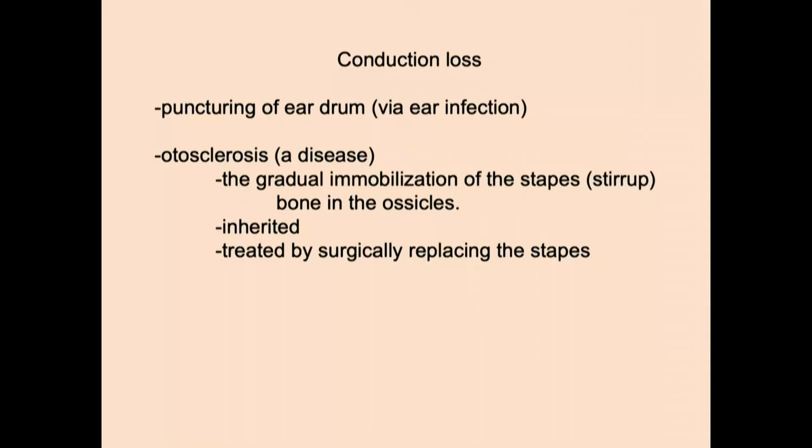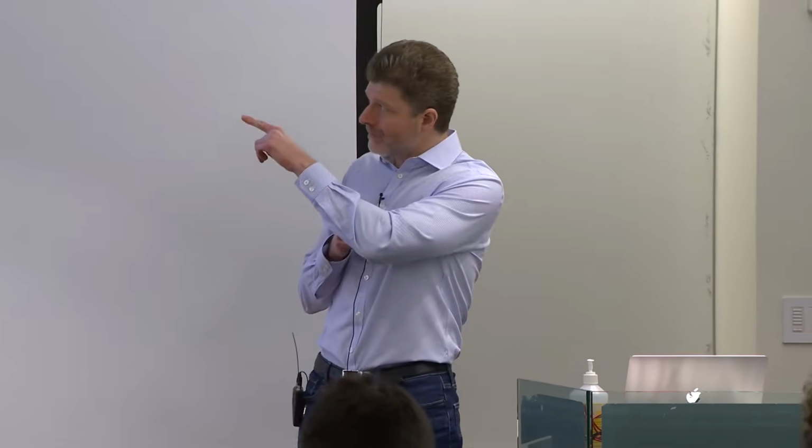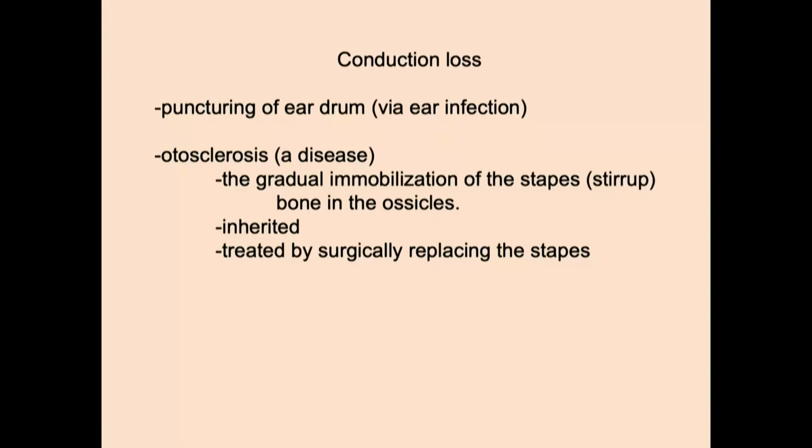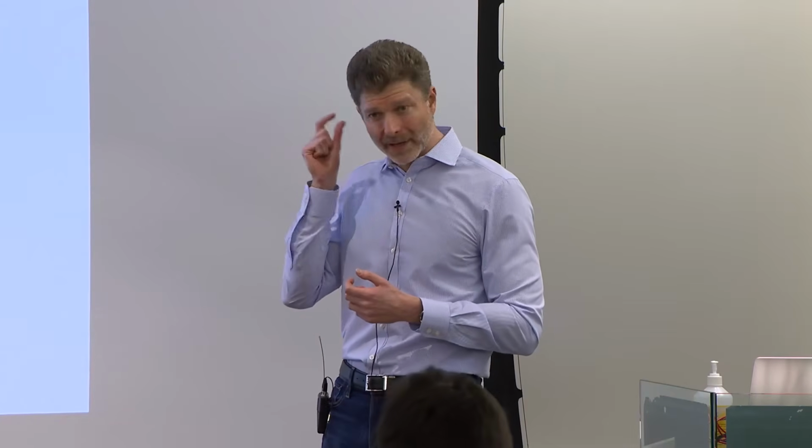So conduction loss can involve the puncturing of the eardrum, for instance, via an ear infection. There's also otosclerosis, which was just asked about. That's a disease that involves the gradual immobilization of the stapes bone and the ossicles, so it just doesn't move as well. It's inherited, and the good news is that this can usually be treated pretty effectively. They can perform surgeries that will replace the stapes bone, and that's a pretty common surgery for an ear surgeon to perform.